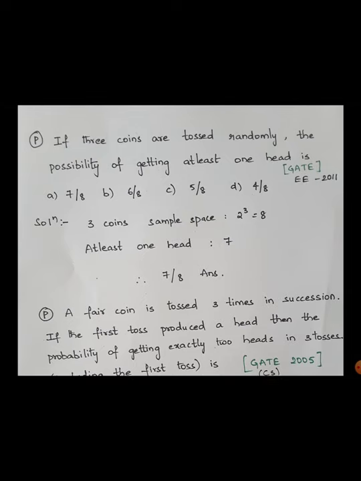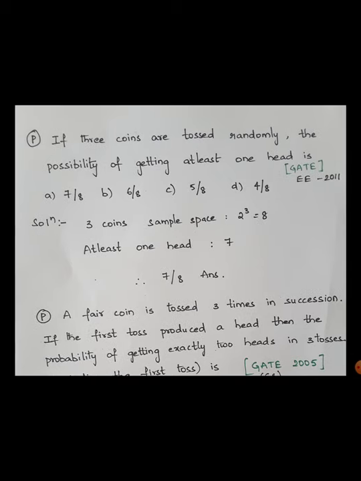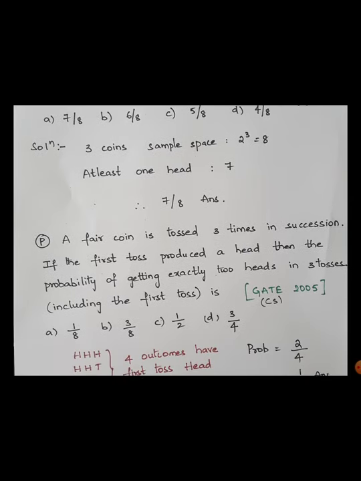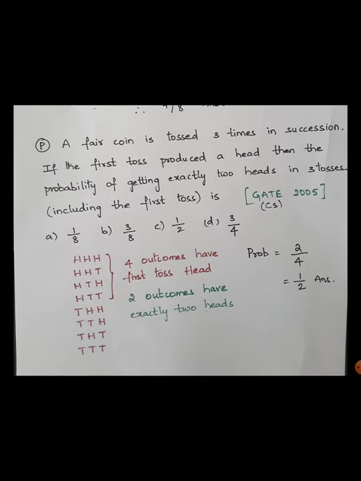So at least one head in all the combinations means 7 combinations out of 8. So therefore the answer is 7 by 8. You can also write down the sample space in detail again. We'll go with the next problem.